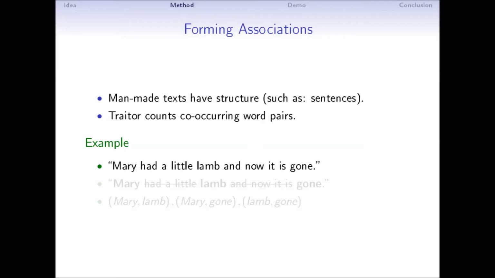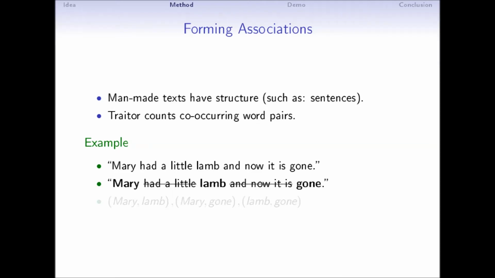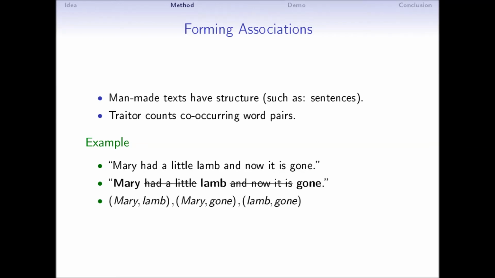Sentences are among the smallest text units that humans use to make statements about some objects or concepts. Others can interpret sentences and deduce their meaning and form associations, but computers are notoriously bad at this. So Traitor takes a different approach. For some sentence, Traitor assumes that the words therein are in some way associated with each other. Well, only the non-trivial words. For example, the sentence "Mary had a little lamb and now it is gone" is reduced to "Mary, lamb, gone." Then, Traitor associates Mary with lamb with gone, and Mary with gone.